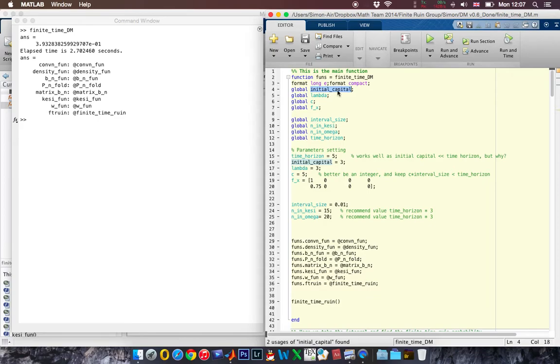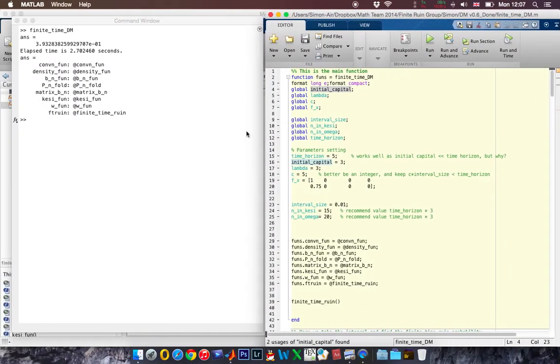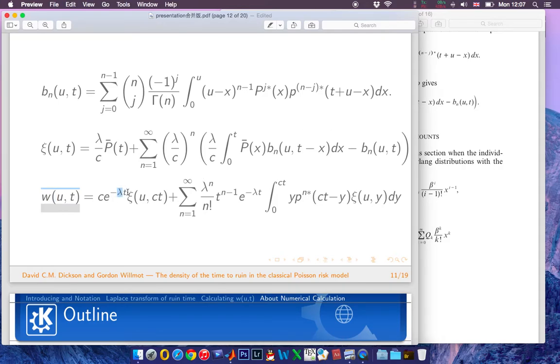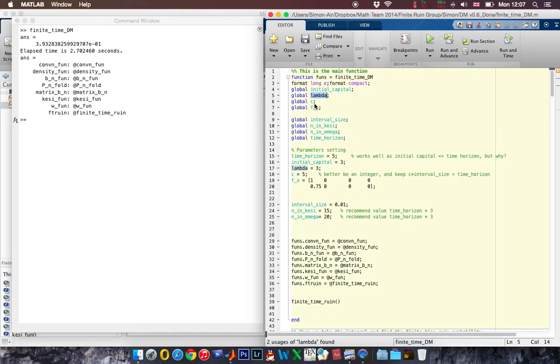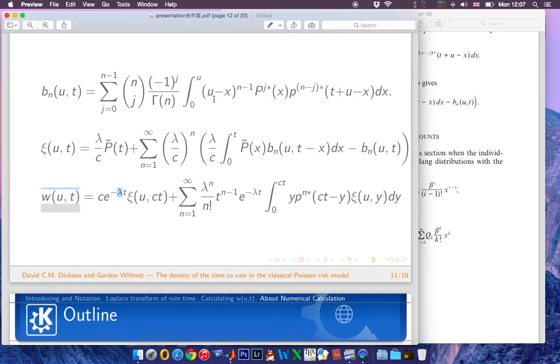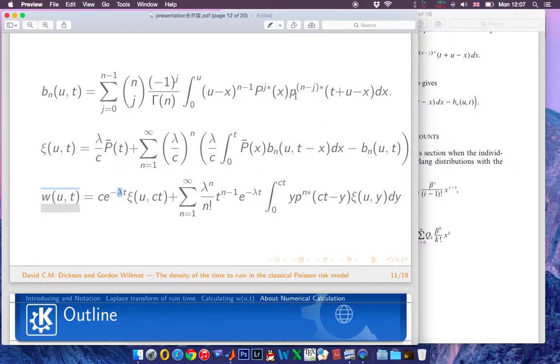So we have our initial capital, which is U, as you just see here. And we have our lambda, which is a parameter for the process. And we have our C, which is the premium rate, which is also treated as a constant throughout the calculation. And Fx is the density function, which is this little p here.